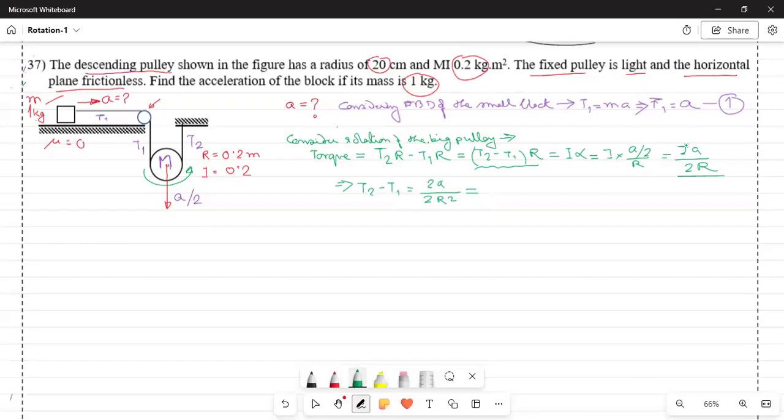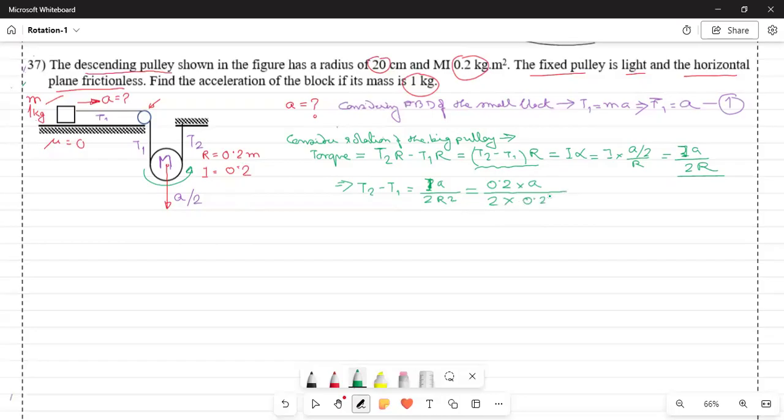Sorry, this is not 2, this is I. Be very careful. This is I. This is not 2. This is IA by 2R. Now, I and R, both values are given. I is 0.2. I is 0.2 multiplied by A divided by 2 multiplied by R, which is also 0.2.